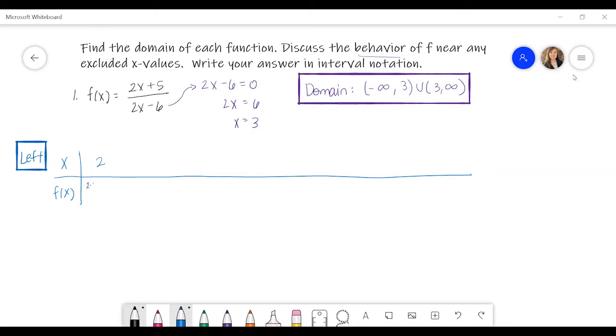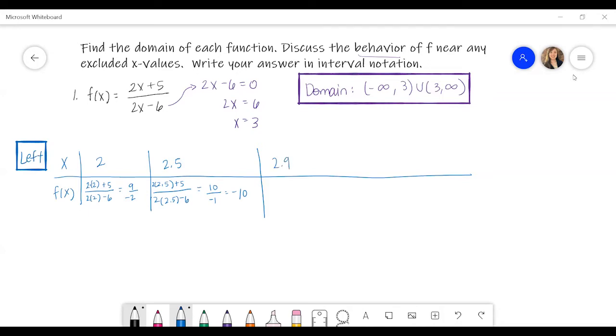So you have 2 times 2, let's just parentheses, plus 5 over 2 times 2 minus 6. So 2 times 2 is 4, plus 5 is 9, and 4 minus 6 is negative 2. Then 2 and a half. So 2 times 2 and a half plus 5 over 2 times 2 and a half minus 6. Okay. 2 times 2 and a half is 5, plus another 5 is 10. Again, 5 minus 6, that's negative 1, so you've got negative 10 here.